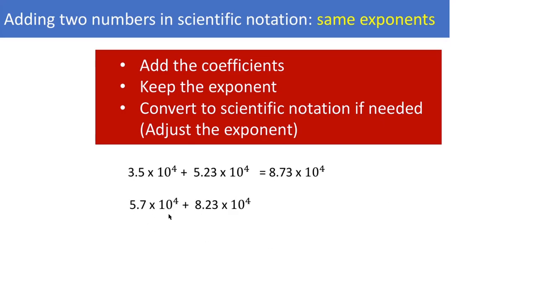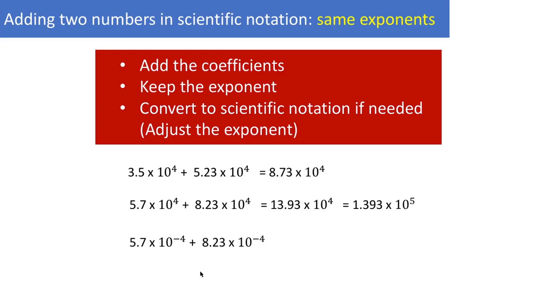Here, let's add these 2 numbers. I will get 13.93 times 10 to the power 4. So obviously this is not in scientific notation. So I'm dividing this by 10. I have to add 1 to this. 1.393 times 10 to the power 5.